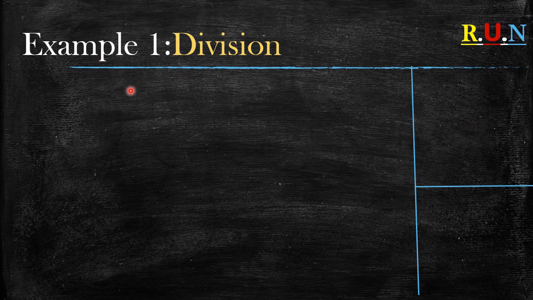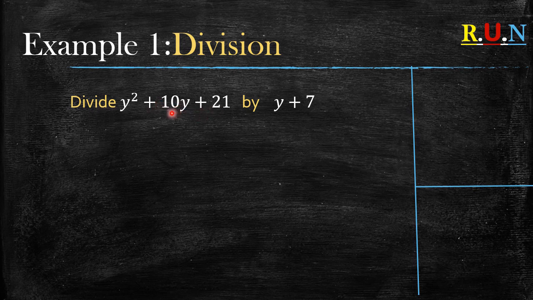So example number 1, division. What do you do when you are given something like this? When you're given, divide this by this. The best way to divide this is by using long division. So it's best to write it in this format. Okay, so what do you do when you write it in this format?